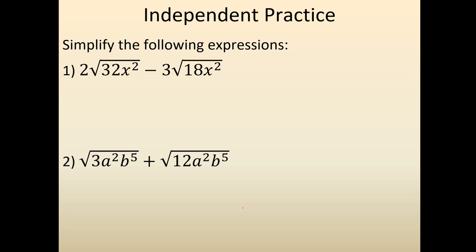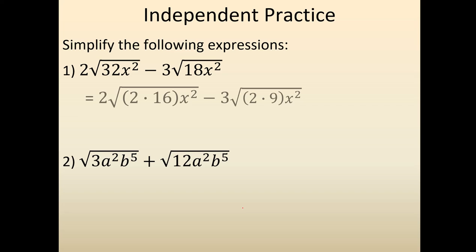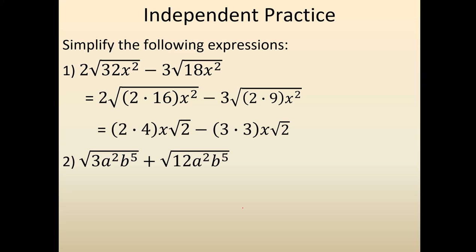All right. So taking the 32 and the 18, rewriting them. 32 can be rewritten as 2 times 16, and 18 can be rewritten as 2 times 9. So taking that one step further and trying to simplify it, we get 2 times 4x times radical 2 minus 3 times 3x times radical 2. 2 times 4 is 8, and 3 times 3 is 9. So 8 minus 9 gives me negative x radical 2.